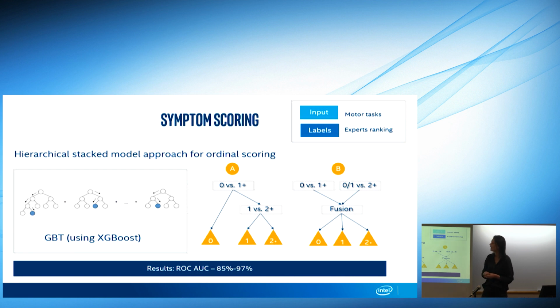We used here hierarchical models, stacked models, because one of the purposes that we wanted to ensure is the fact that we are talking about ordinal scoring. So we used XGBoost in 2 different types. One of them is hierarchical, and the second one is 2 types of models, and then some kind of a fusion in order to decide.